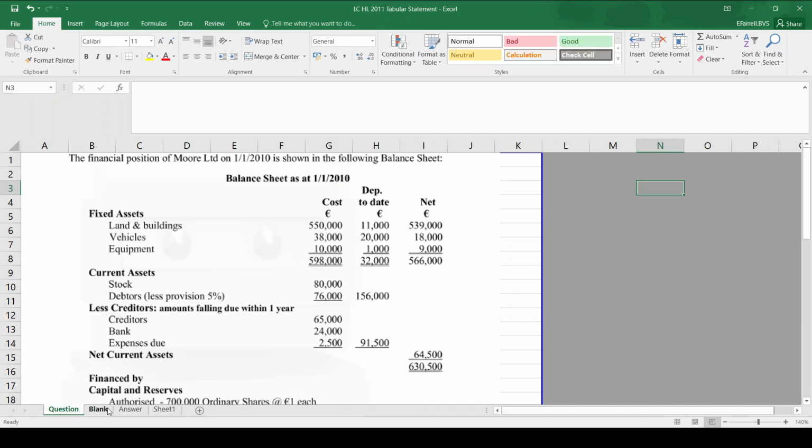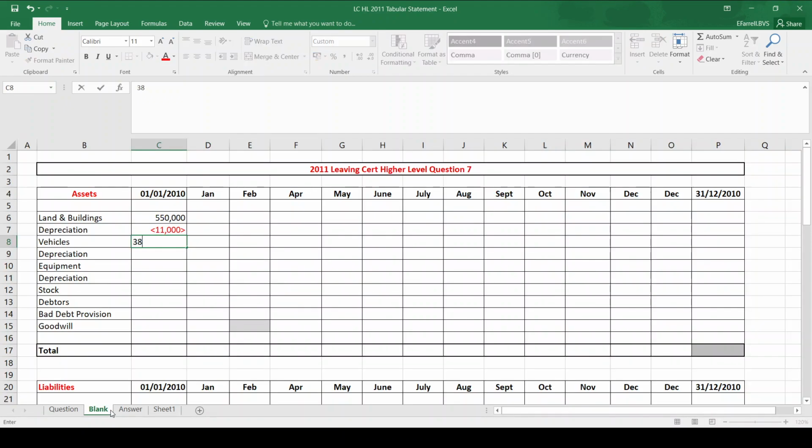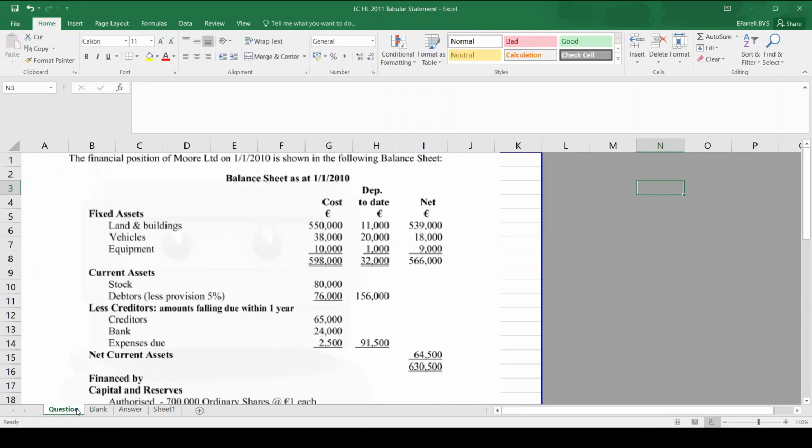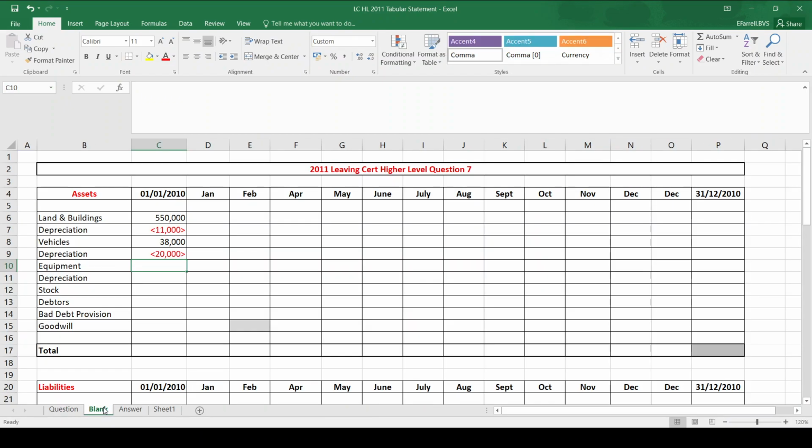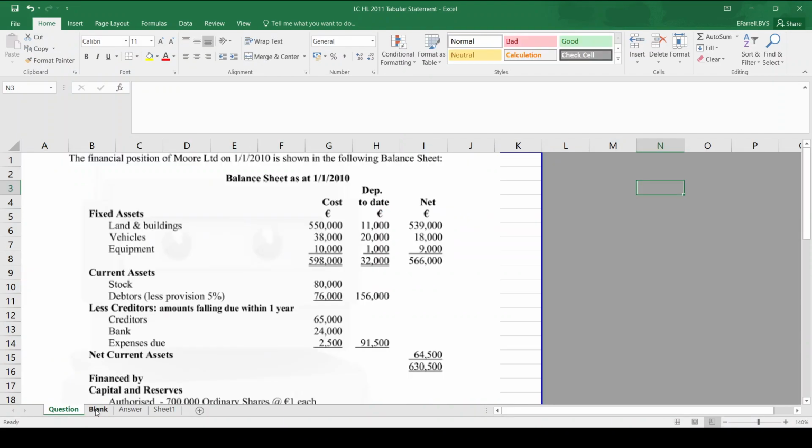Vehicles are 38 and the depreciation is 20. Equipment is 10 and the depreciation 1. Then stock will be 80,000.